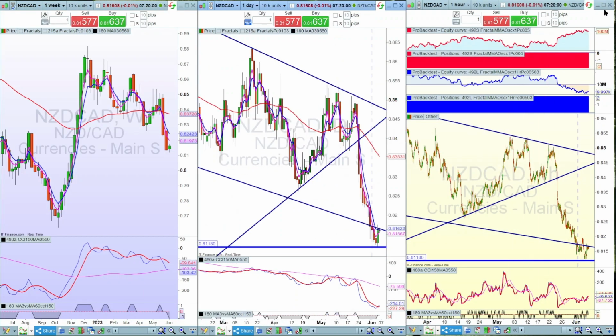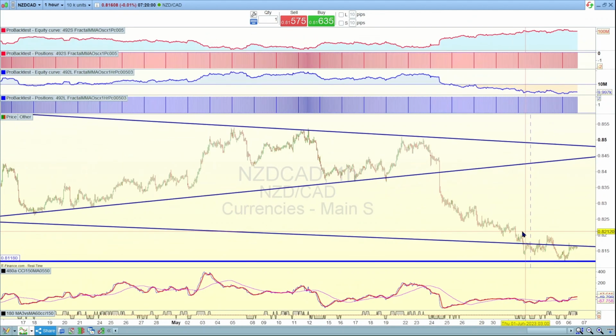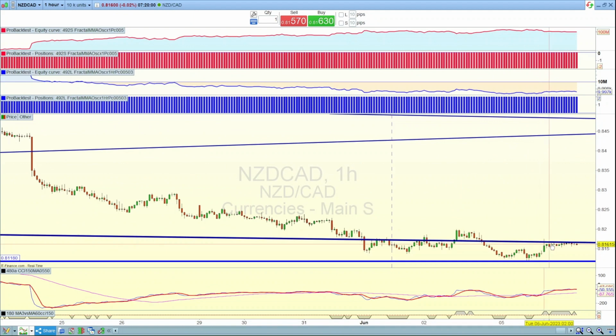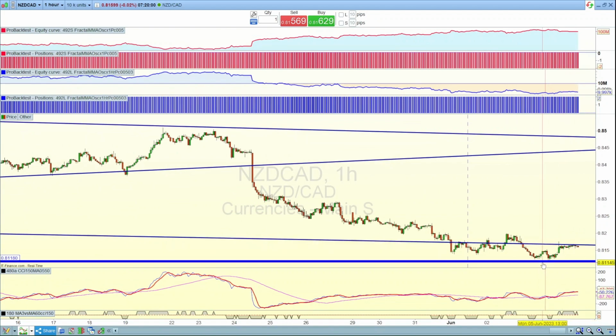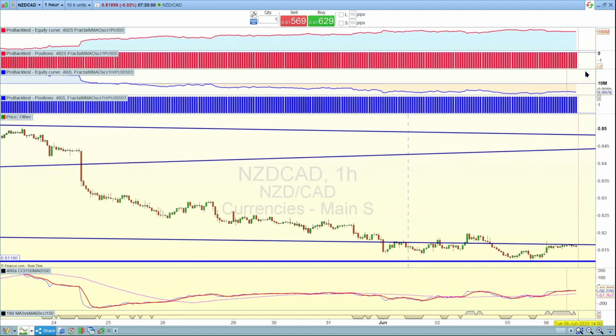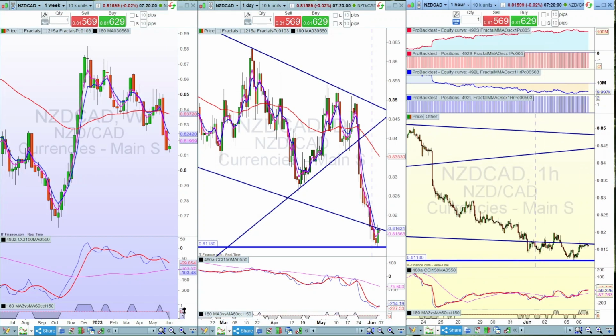Looking at the hourly, again, you can see that more closely. It's just really stuck to that diagonal line, that dark blue line. So we need to see it break much higher than that to be more confident about going long. But again, as I said, we want to see the weekly and the daily align in the same direction before taking the same direction in the hourly trend.